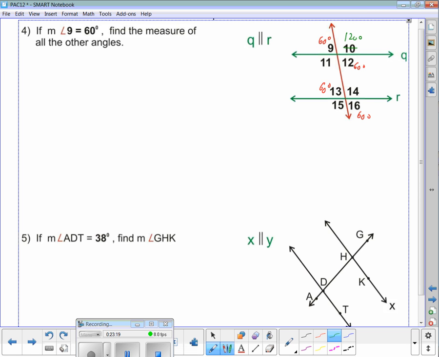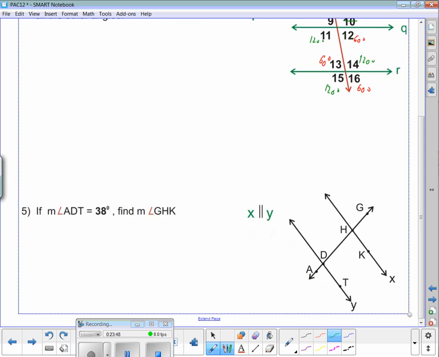You can get 11 by vertical angles, 120. What else can you get? 14 by alternate interior angles, right? 120. And what's 15? 120 by either vertical or alternate exterior or corresponding, depending on how you want to look at it. That's the way it is with a transversal and parallel lines. You can get all 8 angles always.